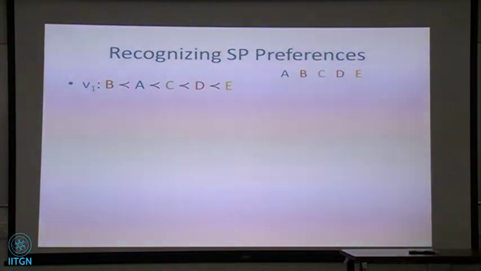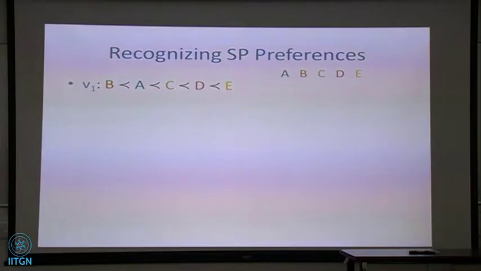Now this turns out to be extremely useful for recognizing single-peaked preferences. And here is how. I have my first voter. I have 5 candidates. I'm going to figure out if my candidates can be placed on a line to make that voter happy, to make his preference single peaked. And then second voter, third voter, etc.